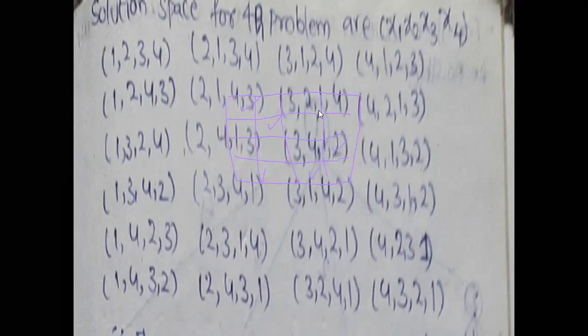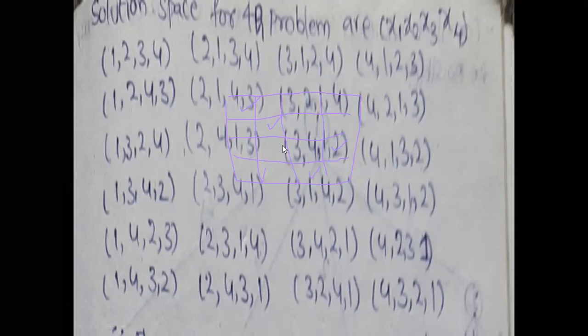But it does not satisfy the constraints. That is the explicit constraints. Later we will talk about the implicit constraints, which mean no two queens are in the same row, same column, or same diagonal. So here you are representing only the possible solution space. That is, there are 24 possible solutions in the solution space.